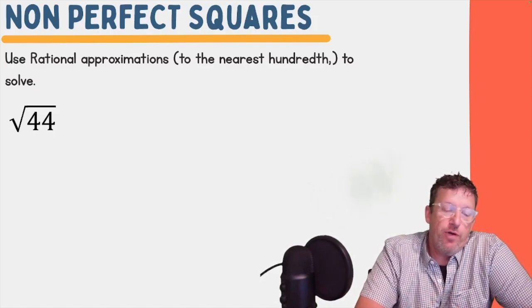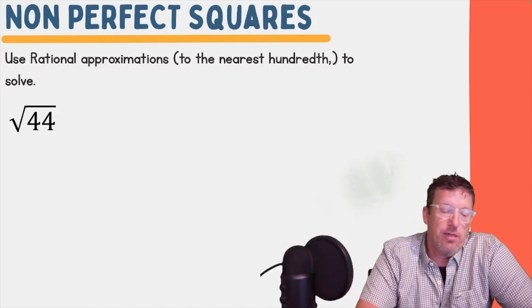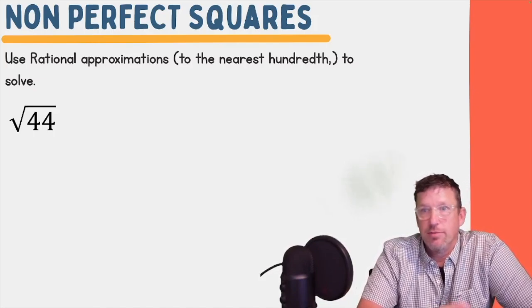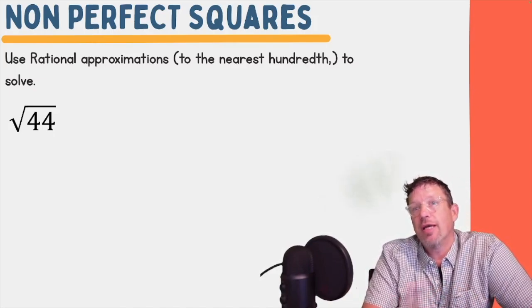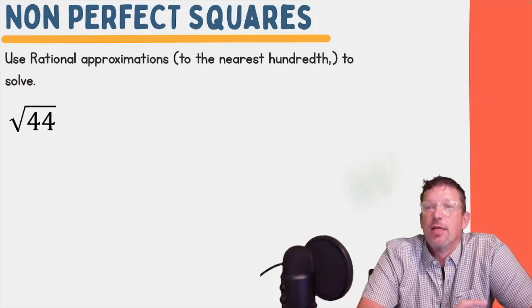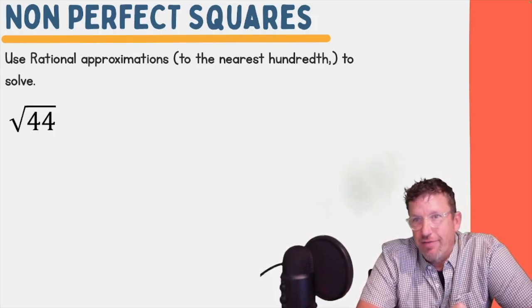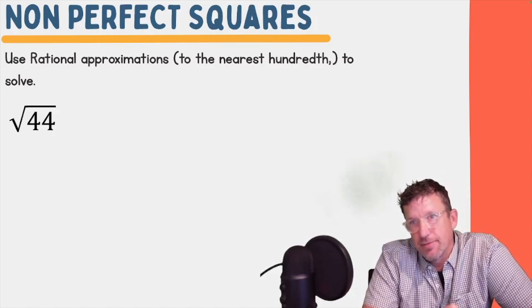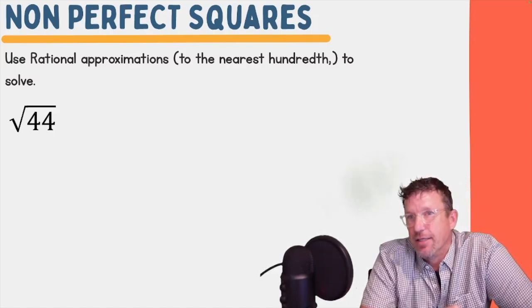Okay, so if we did the square root of 44, what do we know? What numbers multiply together to get close to that? Well, if you know your square numbers, you could say 1 times 1 is 1, 2 times 2 is 4, 3 times 3 is 9. And what I'm doing is trying to get close to 44 without going over. So 4 times 4 is 16, 5 times 5 is 25, getting closer. 6 times 6 is 36, getting closer. 7 times 7 is 49. So now we're too big.